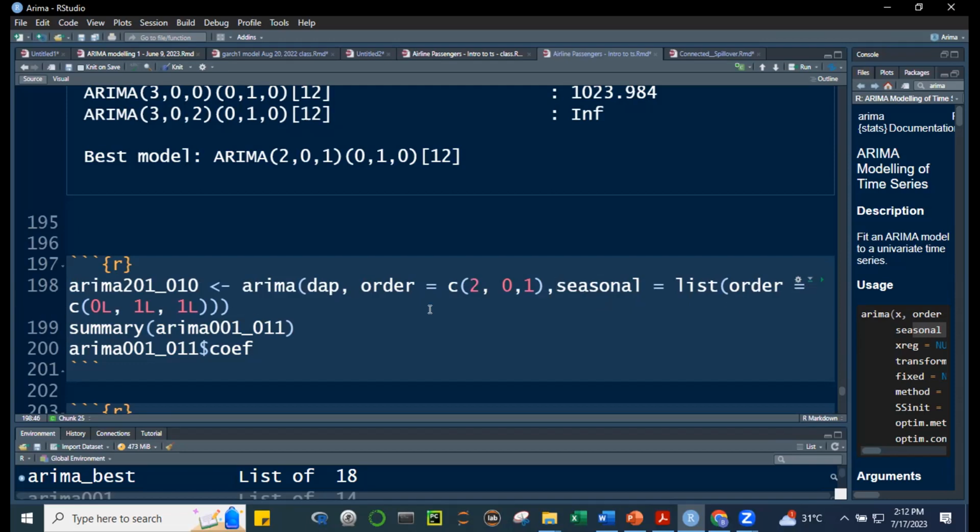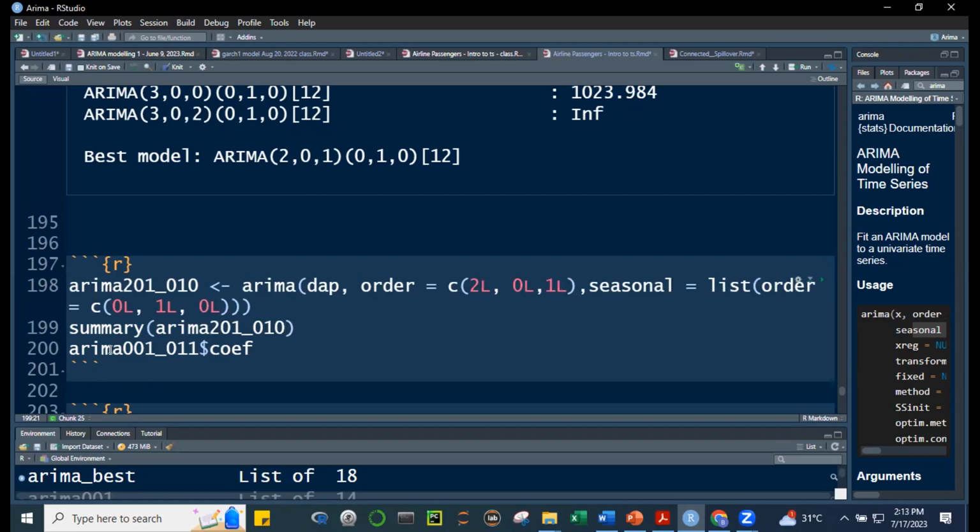Order is equal to. Yung L dito, ibig sabihin integer lang naman yan. So you can put L here. Pwede naman. L. Ibig sabihin yan, di ba, integer. Plus L. You can put L there. L. So ito dito, 0, 1, 0. Okay? So I'm calling it ARIMA 201 underscore 010. Okay, summary ni ARIMA. Summary natin, 201, 010.